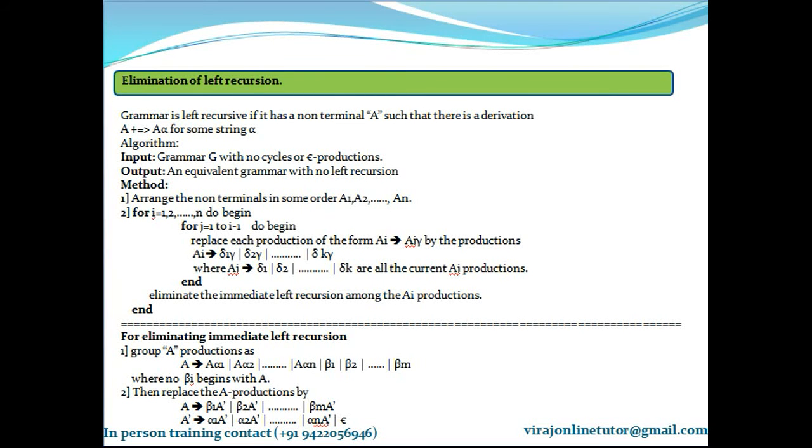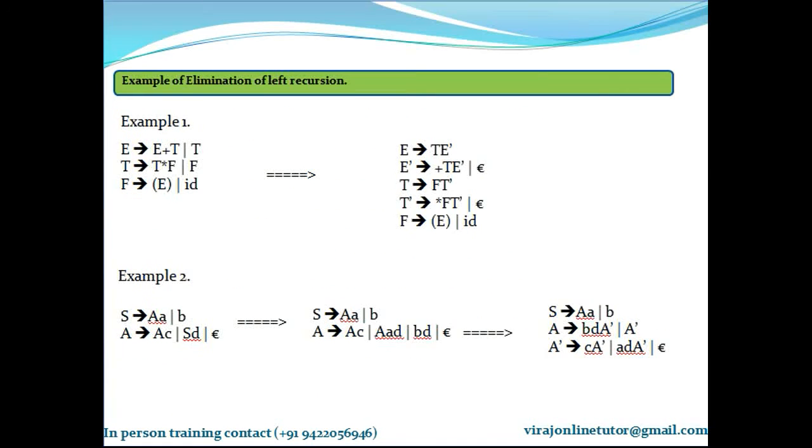I'll now explain an example of elimination of immediate or direct left recursion. Then we'll come back to indirect left recursion. So this is an example of a direct left recursion. How? The leftmost symbol on the right hand side exactly matches the symbol on the left. So E matches E. Agreed? So it has a left recursion.